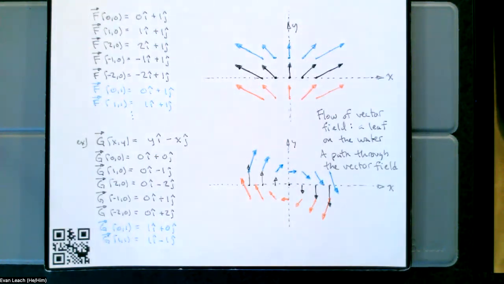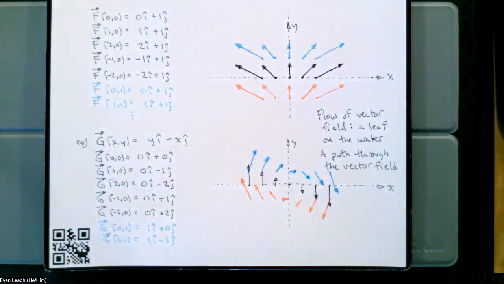So I have these 2 vectors. One vector is my path through the vector field. The other vector is the vector field itself. I've got 2 vectors, and I want to know how much of one vector is pushing in the direction of the other vector. What are we talking about? Two vectors. How much of one vector is going in the direction of the other vector? What is that?